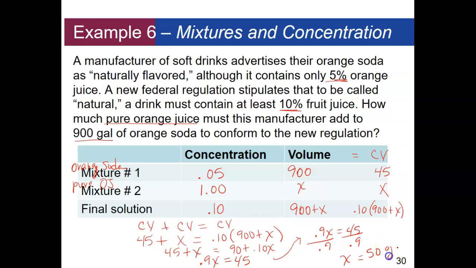And this is going to be in terms of gallons. So I need to add 50 gallons of pure orange juice to the orange soda in order to end up with a 10% fruit juice concentration.